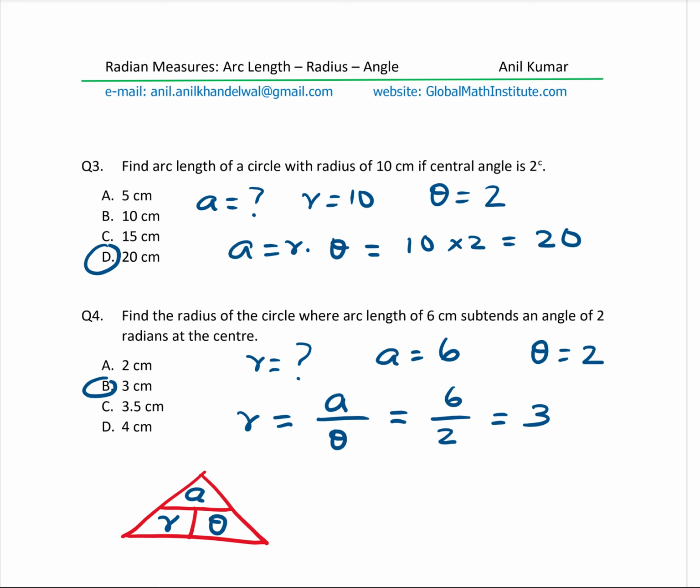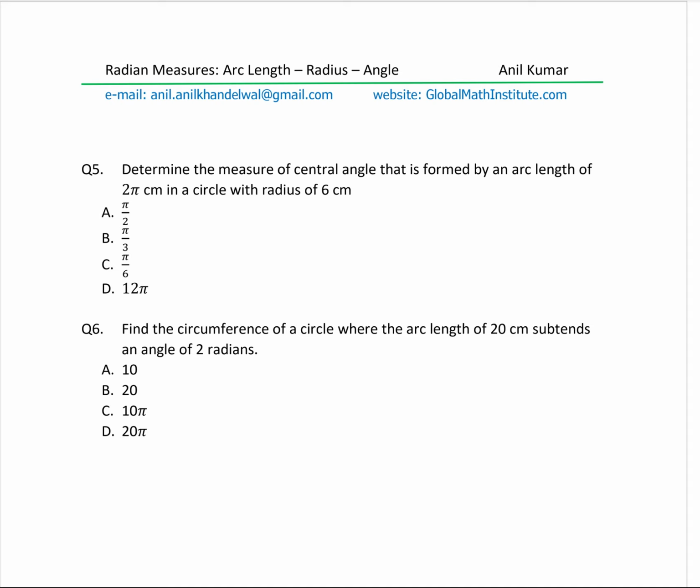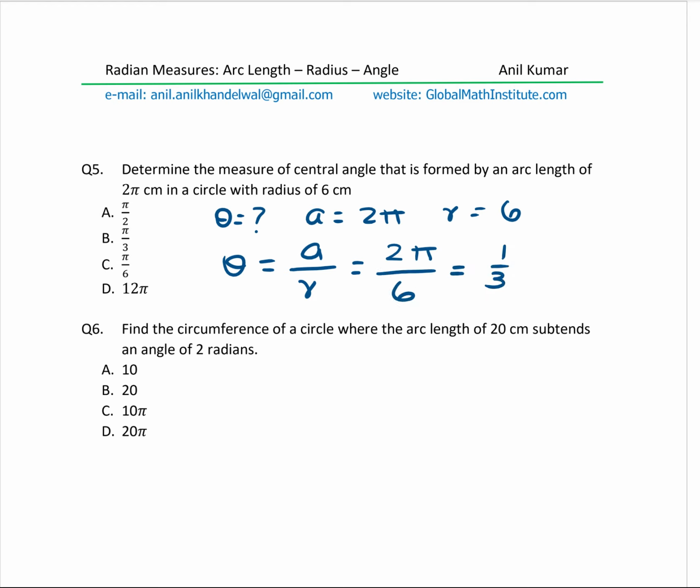Let's move forward. Example number 5 and 6. Example 5. Determine the measure of central angle. That means theta is what we need to figure out. That is formed by an arc length of 2 pi. So A is given to us as 2 pi with radius of 6 centimeter. R is 6 centimeters. So theta is the ratio of arc length to radius. So it will be 2 pi over 6, which is 1/3 of a pi. And the answer matches with B, pi by 3.